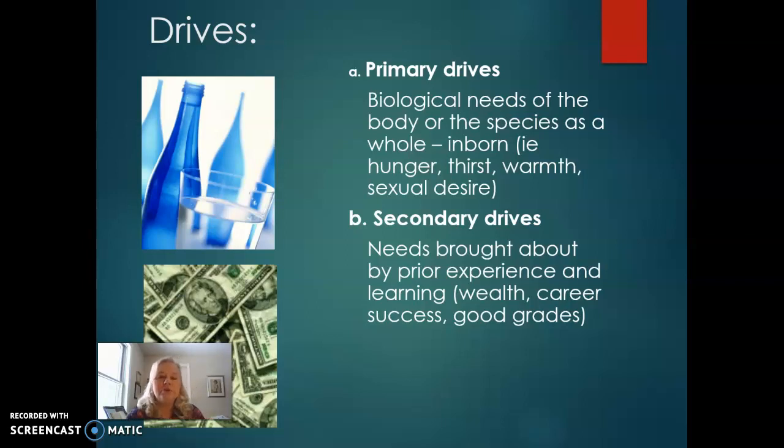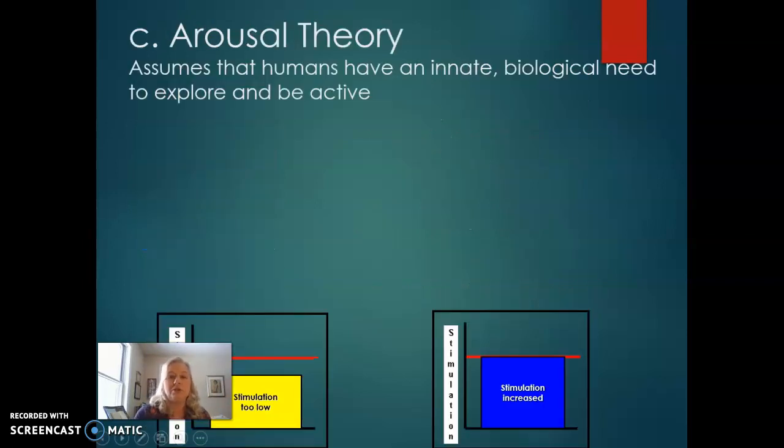Whatever that secondary drive is, it can still create a state of tension within you that will cause you to act in a certain way to try to reduce that drive. So that is the drive reduction theory. The second one here is the arousal theory. This is the assumption that humans have an innate biological need to explore and to be active.